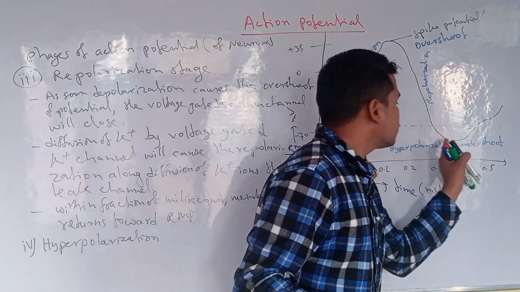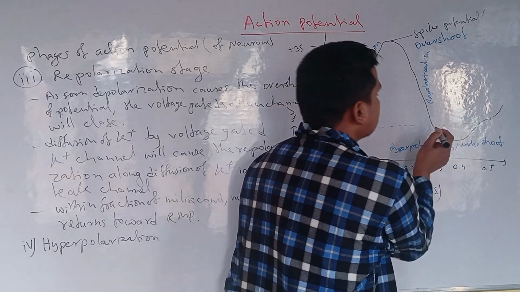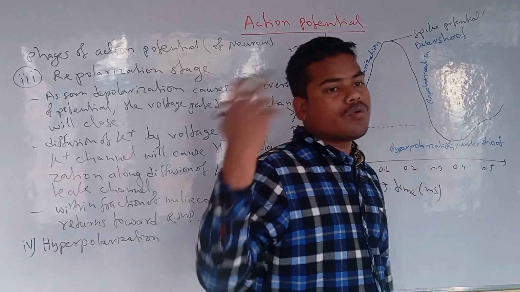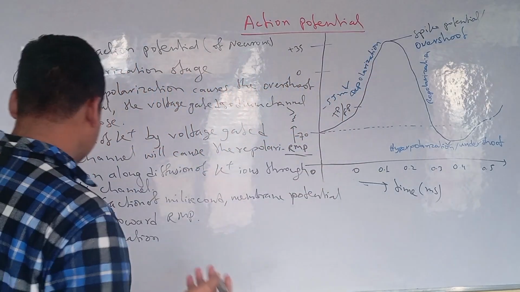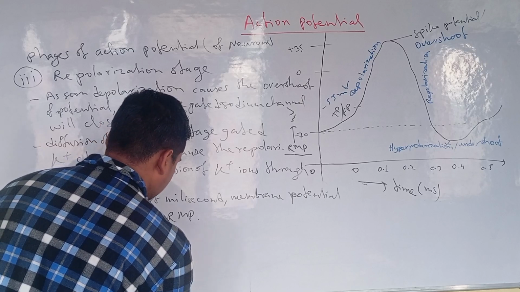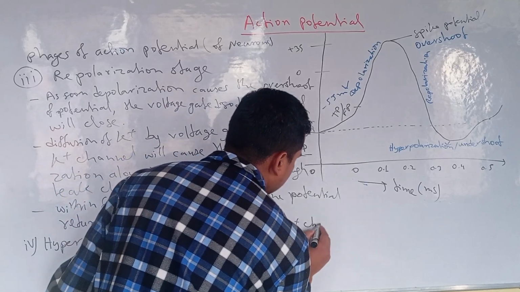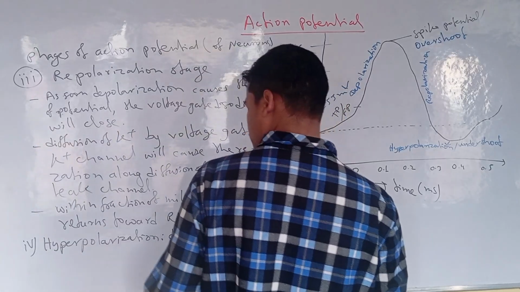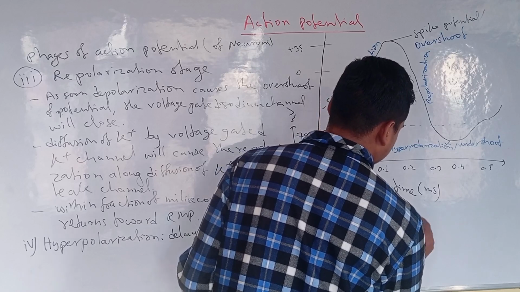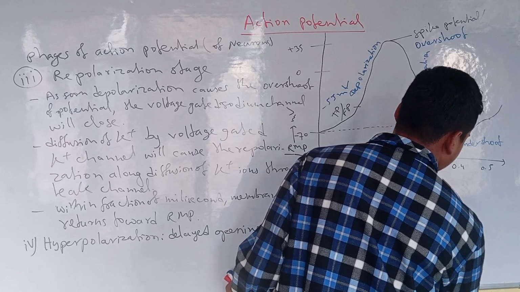During this phase, once RMP is reached, at the same time the potassium channel will not close and remains open for a few more fractions of milliseconds, and that leads to the delayed opening of the potassium channel, which will lead to the hyperpolarization.